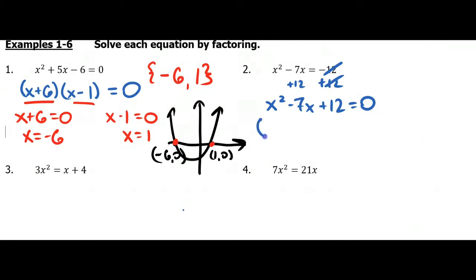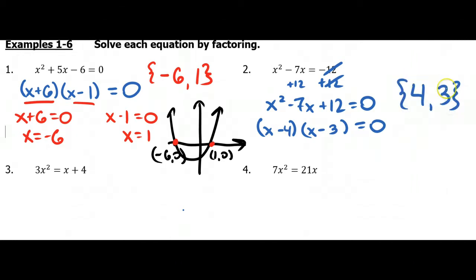I need two numbers of the same sign, since we're multiplying to get a positive 12 here. And since your middle term is negative, that means I need two negatives. Negative 4 and negative 3 will both multiply to 12 and combine to get negative 7. That means x can be equal to positive 4 or positive 3, so your solutions to this equation would be positive 4 and positive 3.